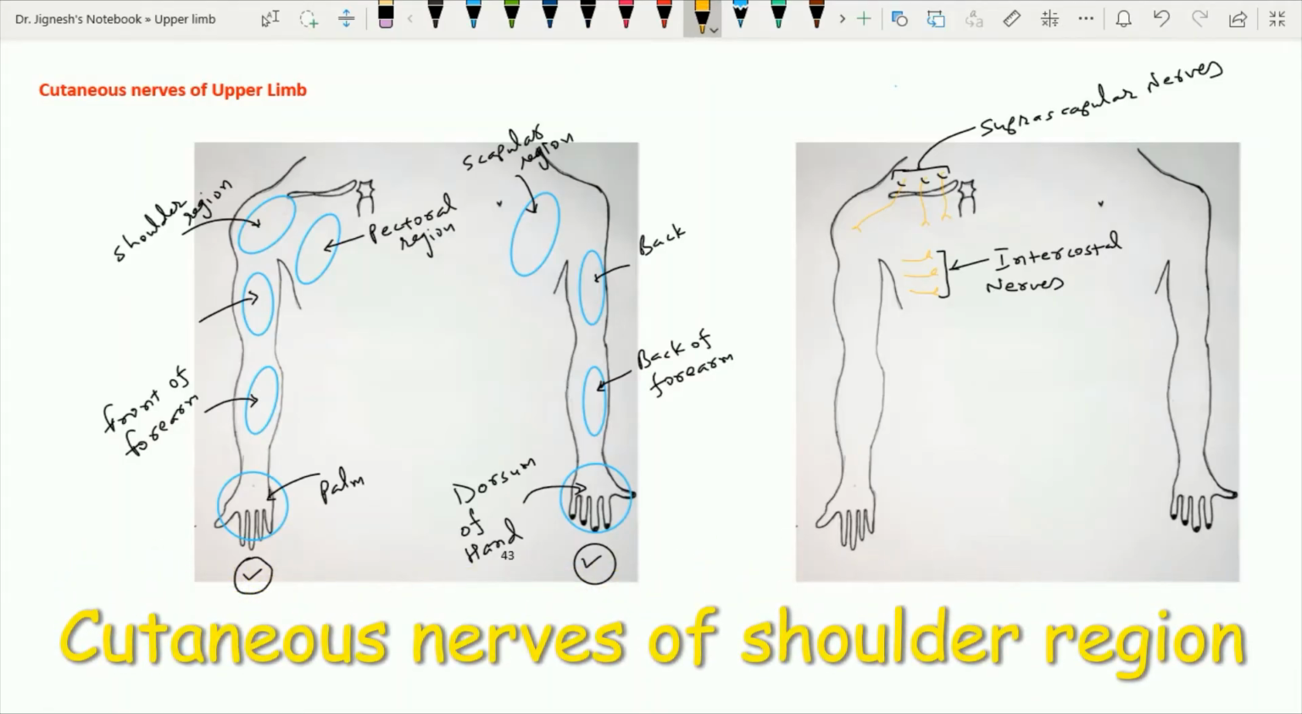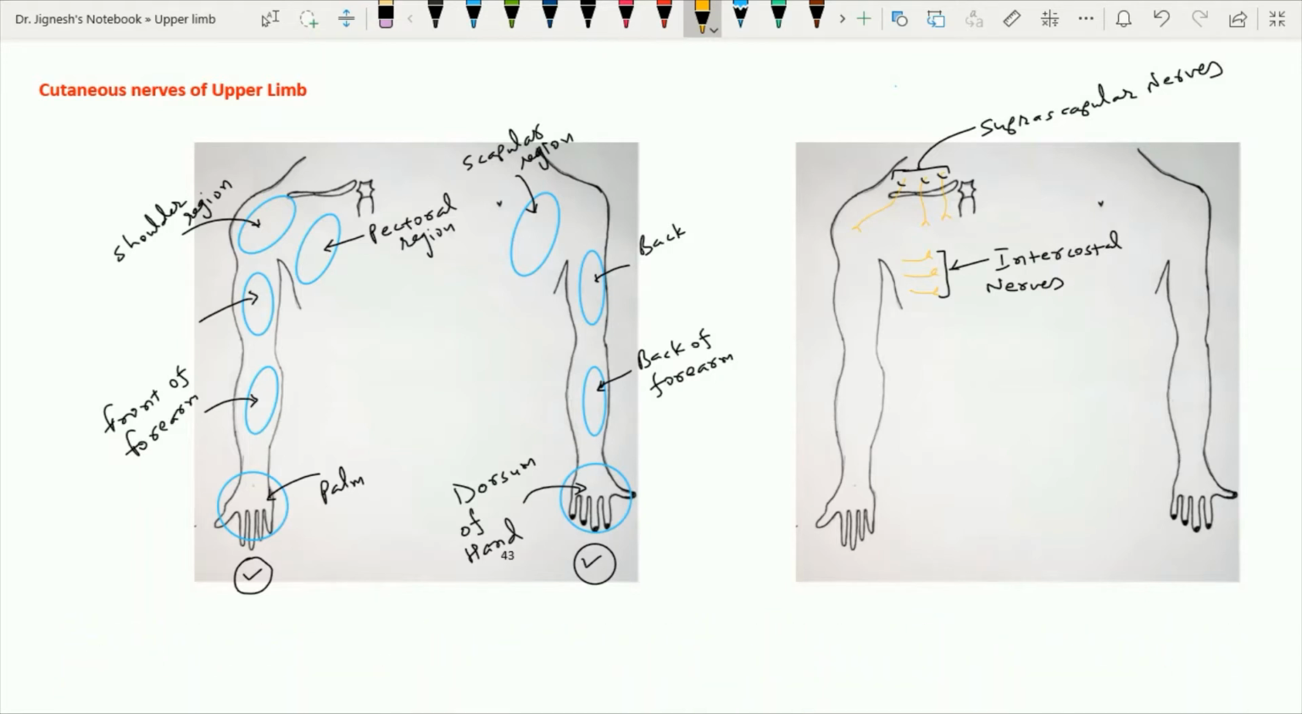When we see the shoulder region, it is going to be supplied by this lateral suprascapular nerve. Along with that, it is also going to be supplied by the branch of the axillary nerve, which is going to supply the upper and lateral aspect of the arm, and that is the upper lateral cutaneous branch of the axillary nerve.